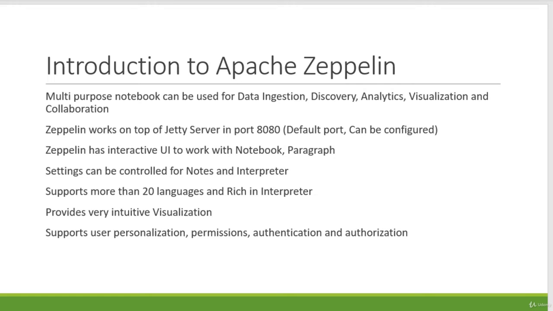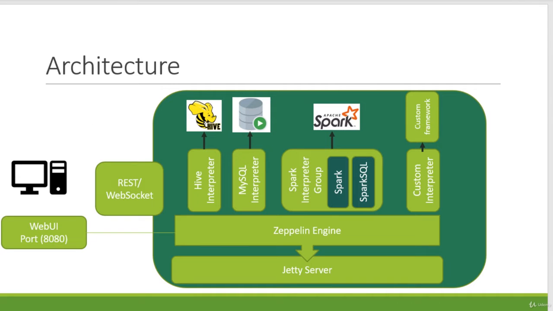Let us have a high-level understanding of the architecture of Apache Zeppelin. Zeppelin runs on top of Jetty server, which is a web application which provides a UI in the port 8080. The engine that's going to work on top of the Jetty server, that is the Zeppelin engine, provides a REST API for the other systems to interact as well.